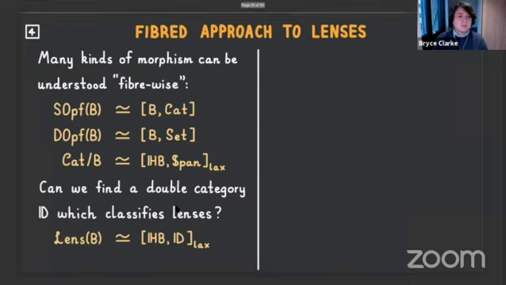Okay, so given that we see these examples of lenses as some kind of fiber-wise approach, it's natural to ask, well, can we also find the double category D which classifies lenses in a similar way? Is there a double category D such that lax double functors into it are equivalent to lenses over that category? Because lenses are functors with extra structure, you might think of adding extra structure to the double category of spans. And that's what we can do.